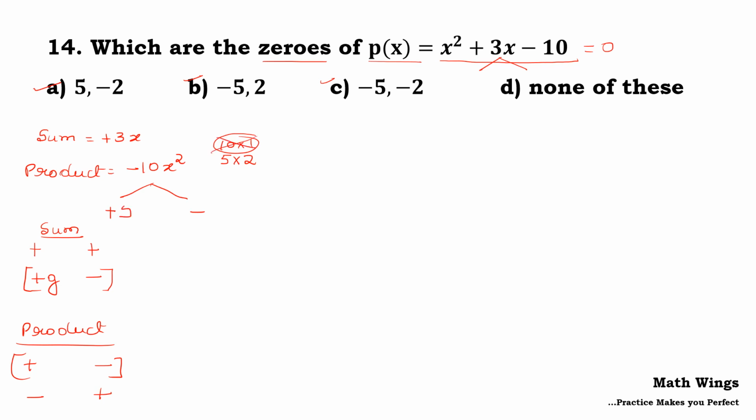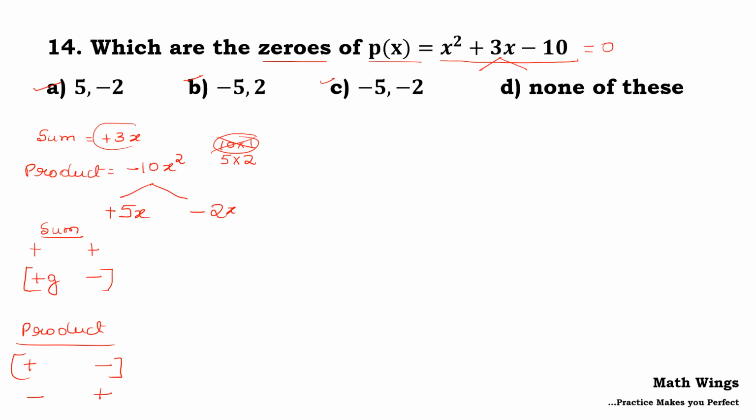If we use 5 into 2, what we will get? 5 2s are 10. If I use 5x and minus 2x, what will I get? Plus 5x into minus 2x gives me minus 10x squared, as well as plus 5x plus minus 2x gives me plus 3x. Therefore, the factors are plus 5x and minus 2x.